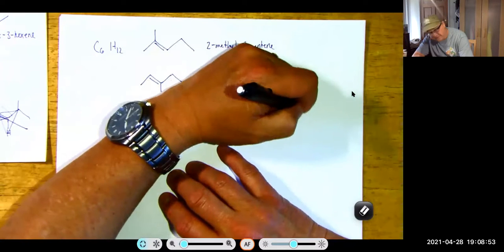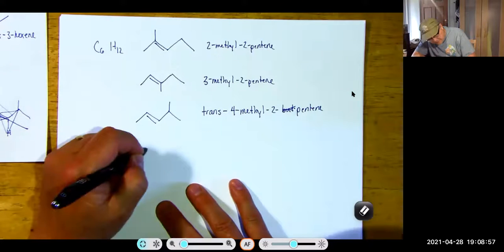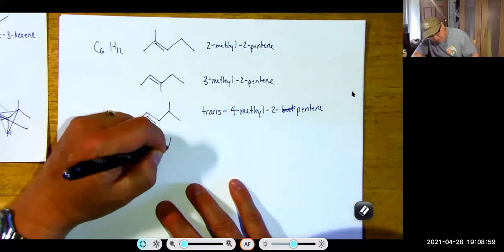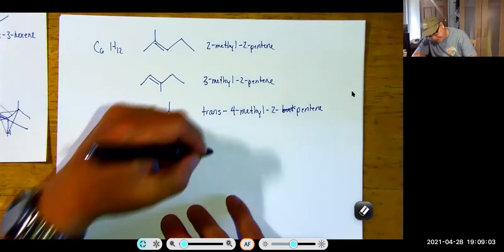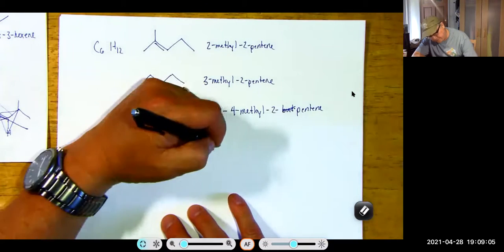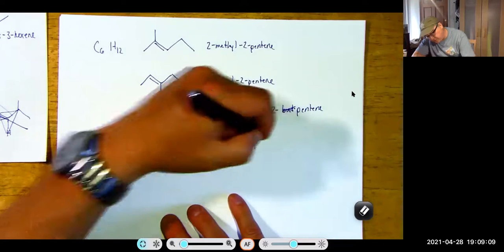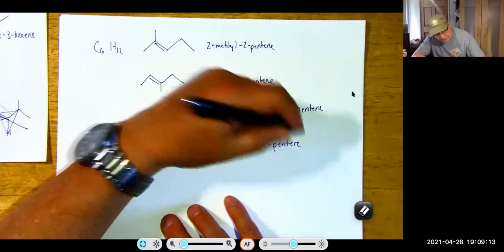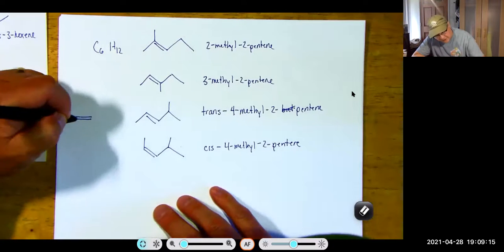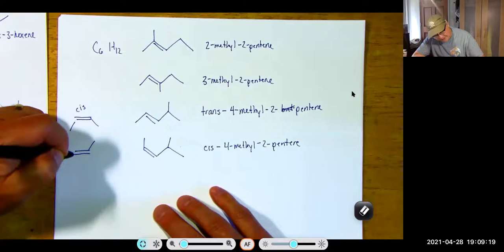Okay, so now we have to draw the other one. So I'm going to draw this going straight up like that, and this would be cis-4-methyl-2-pentene. So you're going to start getting used to, when you see this, you're going to go, oh, that's the cis. And when you see that, that's the trans.